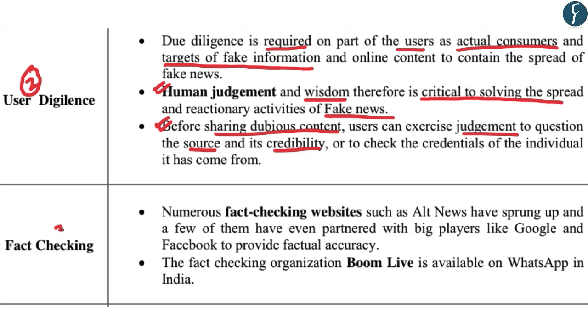Third step that can be taken to curb fake news is fact checking. Now, various fact checking websites such as Alt News have come up in India, wherein the fact checking organization Boom Live is now available on WhatsApp so as to provide factual accuracy to viral information.